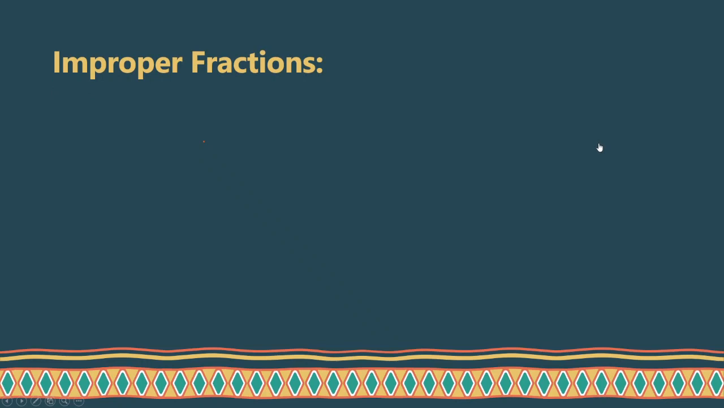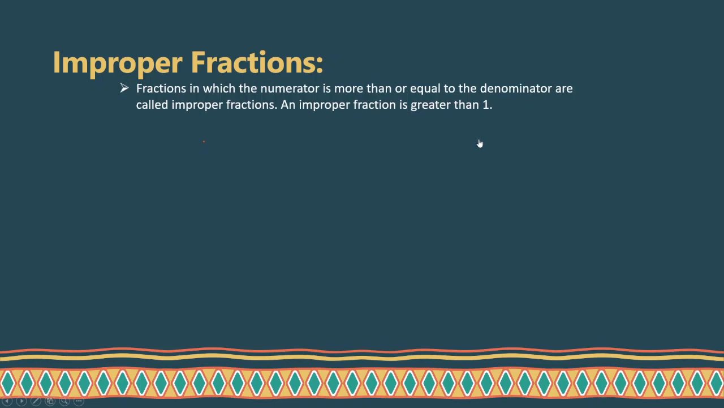Second one, improper fraction. An improper fraction is one where the numerator is more than or equal to the denominator, or the numerator is greater than the denominator. This kind of fraction is called an improper fraction. The value of an improper fraction is greater than or equal to 1.